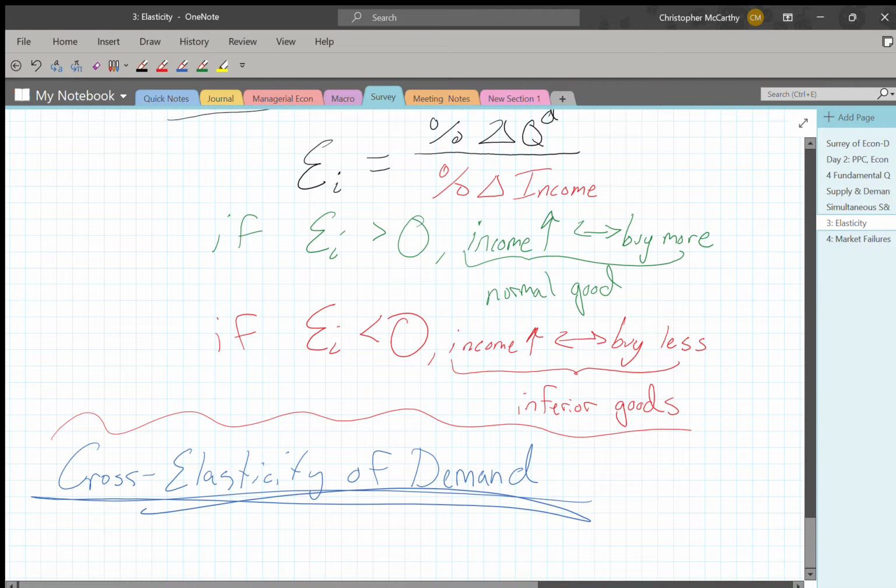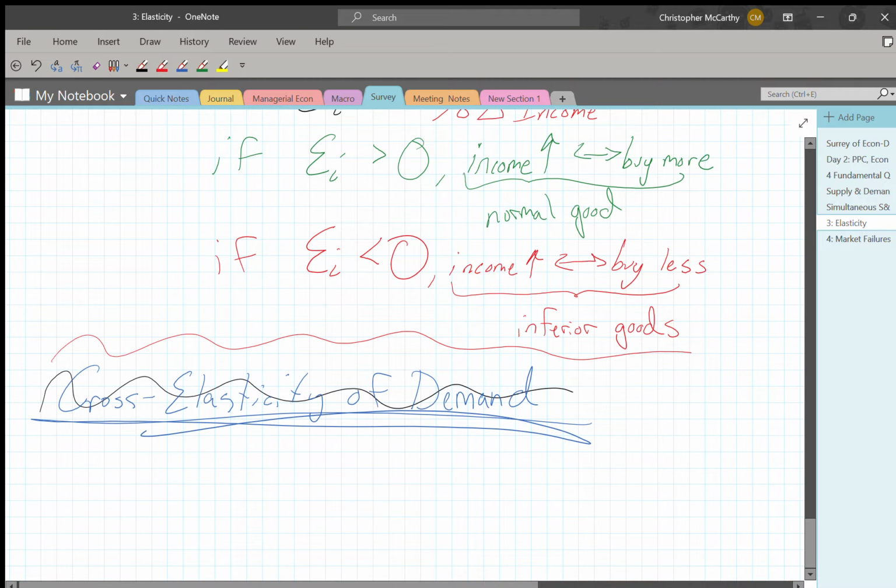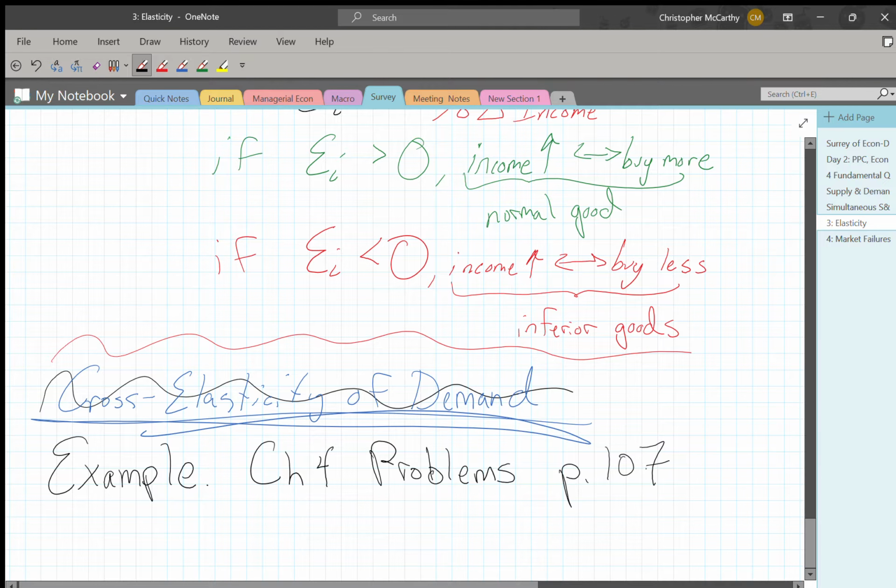So before we do cross-price elasticity of demand, let's do an example. So this is chapter 4, problems, page 107 of the e-text, number 9.